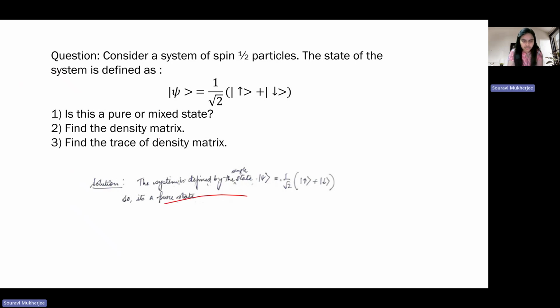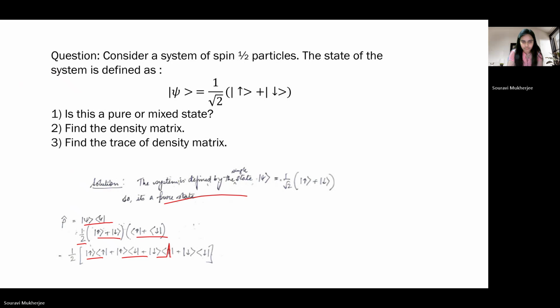Now, how do you find the density matrix? You have to do an outer product of psi with psi, right? How do you do that? Psi is explicitly written as 1 by root 2 times up plus down. This is the bra, this is the ket, right? So 1 by root 2 times 1 by root 2 gives you half, and then you have a product of this with this. Explicitly, if you write it, you would get all these 4 terms, right?